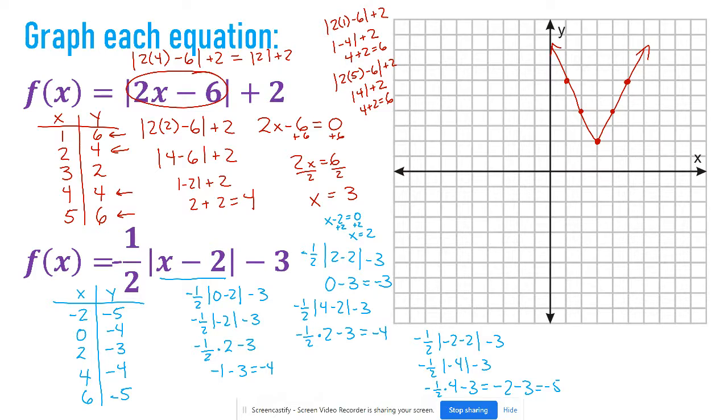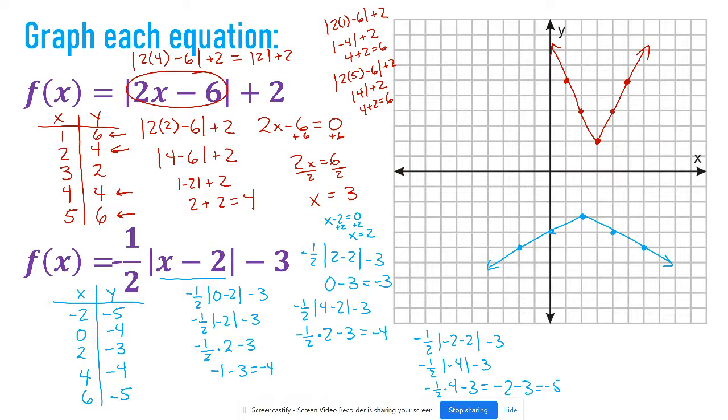So our first point is going to be at 2, negative 3, which is down here. And then I've got a point at 0, negative 4. And I have a point at 4, negative 4. So those are going to be the next two. And then I've got negative 2, negative 5, so down here. And then positive 6, negative 5, which is over here. So then that goes this way. That goes that way. So that's what it's going to look like.